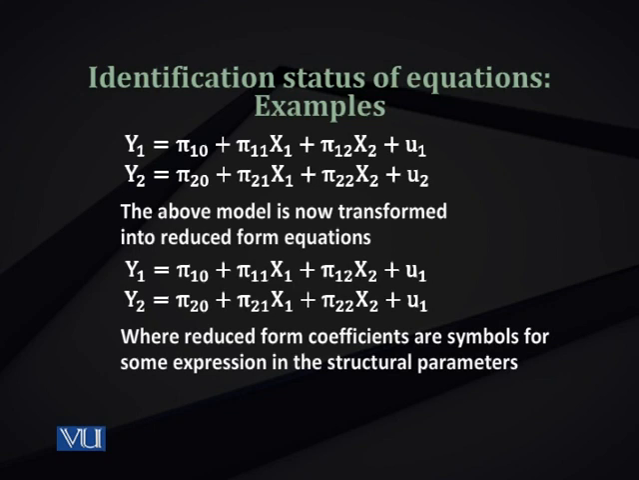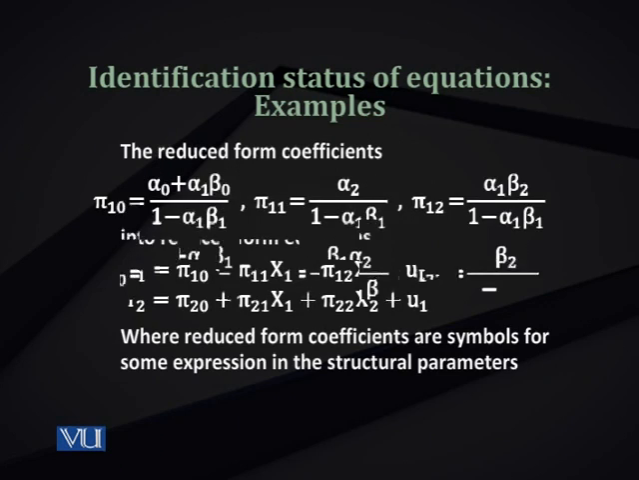Later what we'll do is that we'll try to estimate these pi's by using OLS, and we may be able to find the values of alphas and betas with the help of these pi's. But we'll do that later on, where the reduced form coefficients are symbols for some expressions in the structural parameters. What do I mean by this statement? I mean that we'll try to express alphas and betas in terms of these pi's. Please look at the next slide.